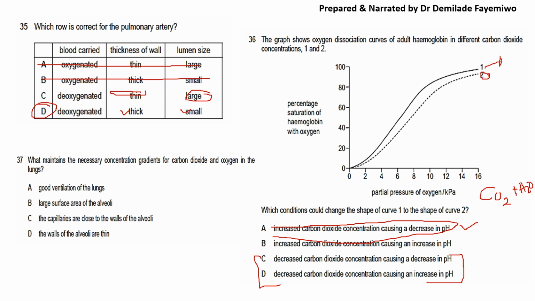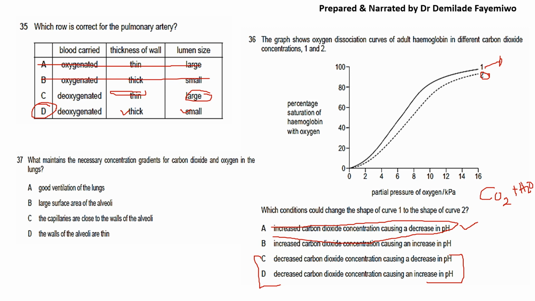would be A. And number 37, what maintains the necessary concentration gradients for carbon dioxide and oxygen in the lungs? Obviously, it has to be the good ventilation of the lungs. That's what helps with the gas exchange. So whenever you breathe in and you're breathing out, you're taking in oxygen, you're breathing out carbon dioxide. That's helping with the crossing of these gases.